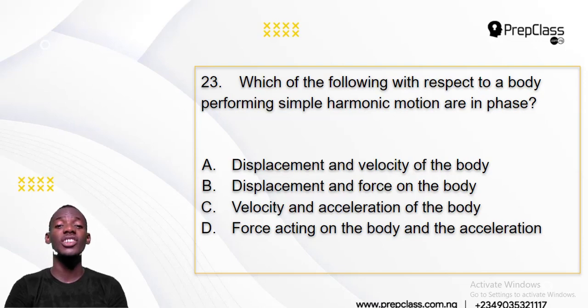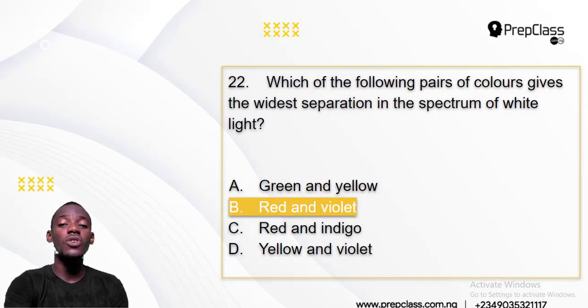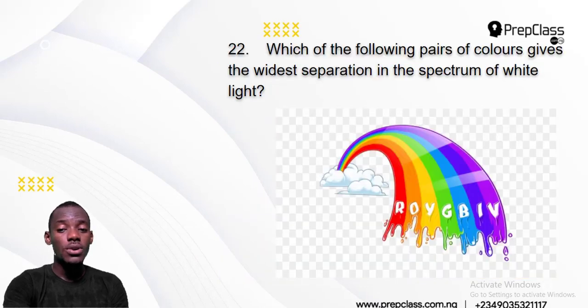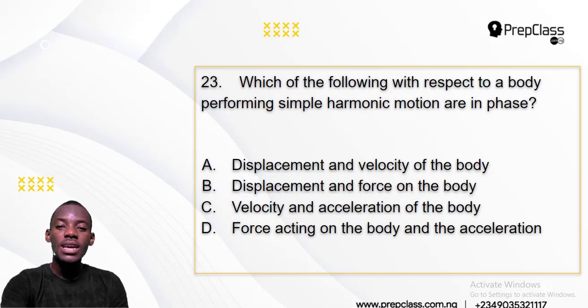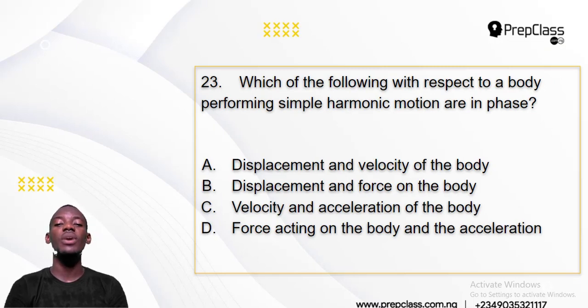Now, before I go on with this section, please don't forget the 7 colors of white light that I said before. ROYGBIV is the formula. It will remind you of all of them. Now let's go back to this one. It says, which of the following with respect to a body performing simple harmonic motion are in phase?